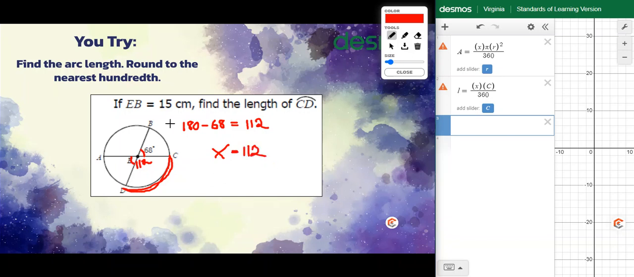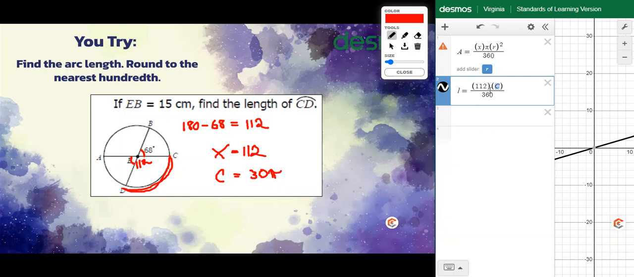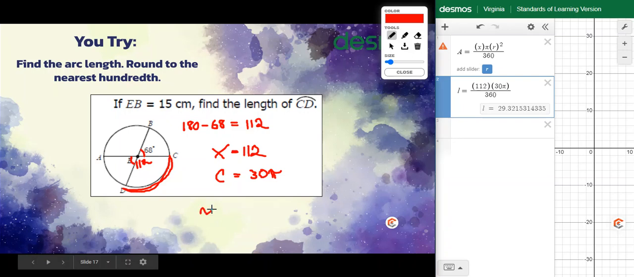Then we also need our circumference. We were given a radius of 15, and our circumference is equal to 2 pi r, so 30 pi. And then we just input this in. So x is 112, our circumference is 30 pi, and you should have gotten approximately 29.32 centimeters. Remember, this is a length, so this is not squared, it's just a regular length.